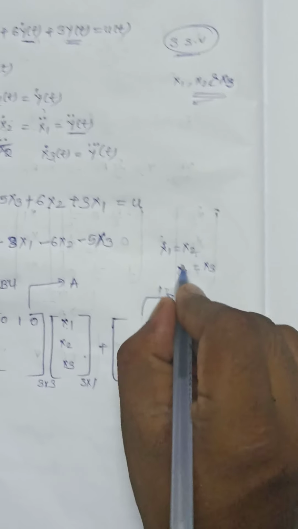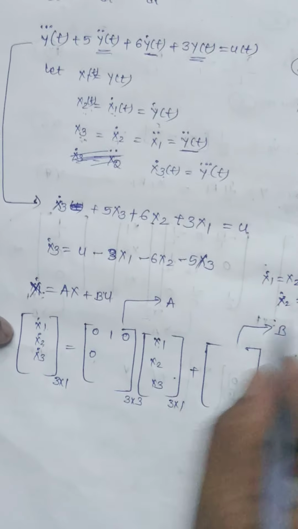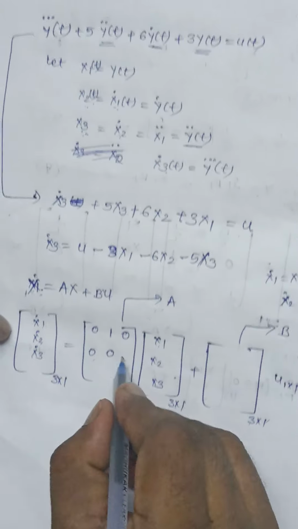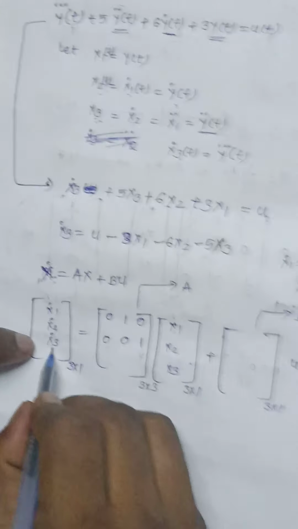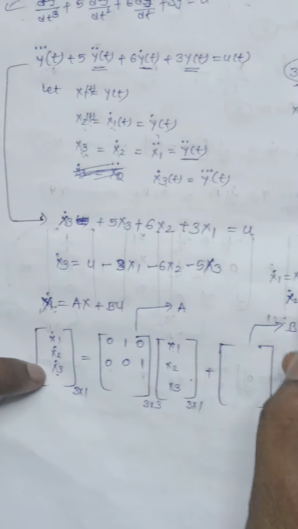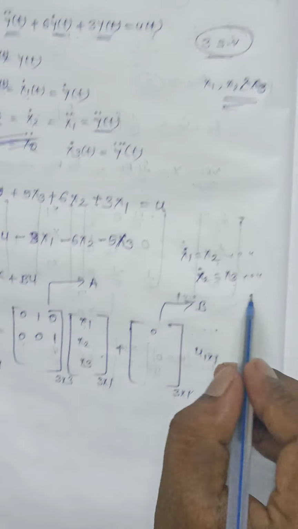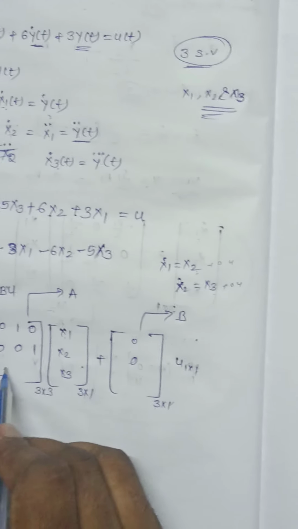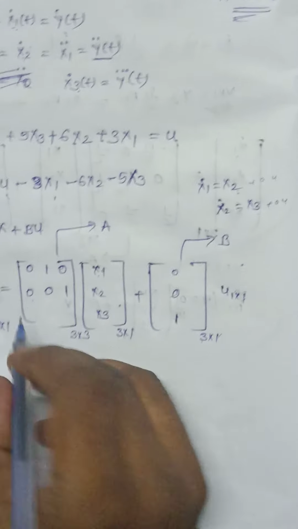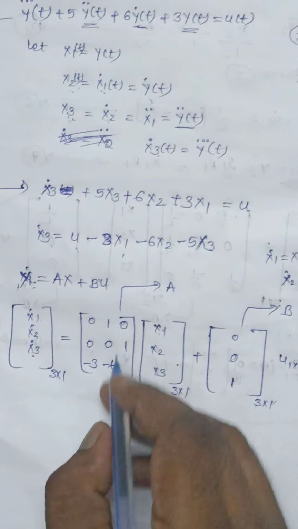Next, we already discussed x2 dot is equal to x3. So the coefficient of x1 here is 0, the coefficient of x2 is 0, and the coefficient of x3 is 1. Also there are no inputs for this, so plus 0 into u. Next, for x3 dot, the input is involved, with coefficient 1. The x1 coefficient is minus 3, the x2 coefficient is minus 6 and the x3 coefficient is minus 5.